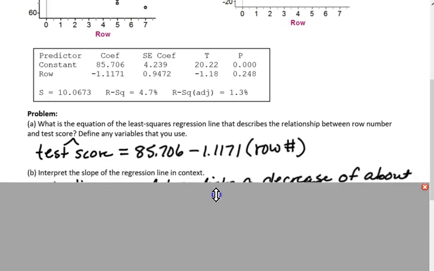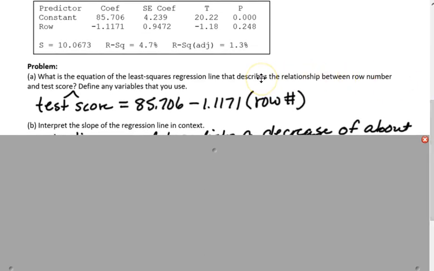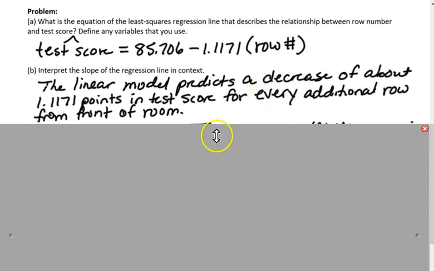The next thing is interpret the slope of the regression line in context. Remember that slope tells us change in y, test score, per unit change in x, row number. So we would describe this as saying the linear model predicts, and remember that you always need to say that this is a predicted value, a decrease of about 1.1171 points in test score. I'm assuming points, it might be percent, but we'll just say points, for every additional row from the front of the room. So every time you add a row number, the test score goes down by about 1 point. Not very much. So this doesn't seem to be a very strong predictor at all.